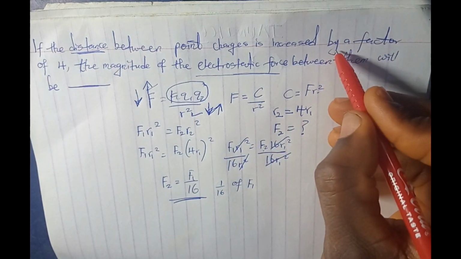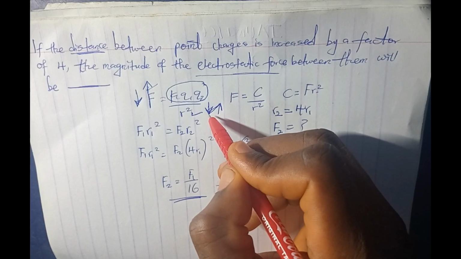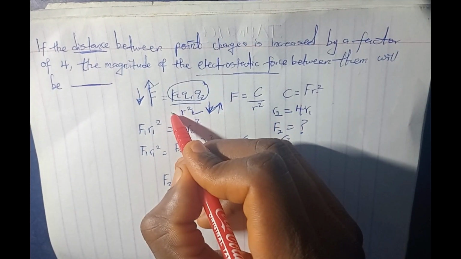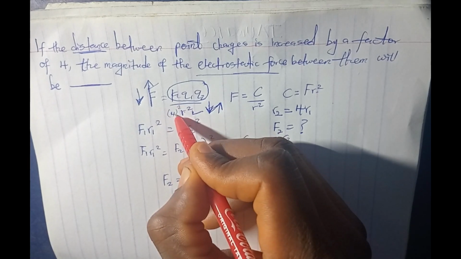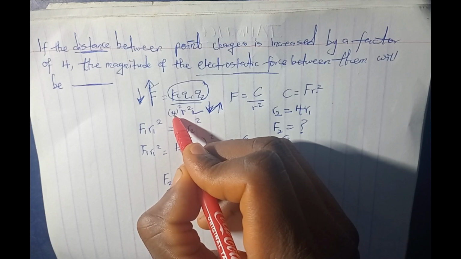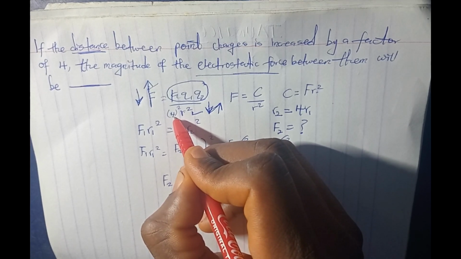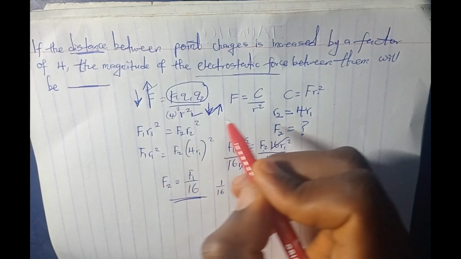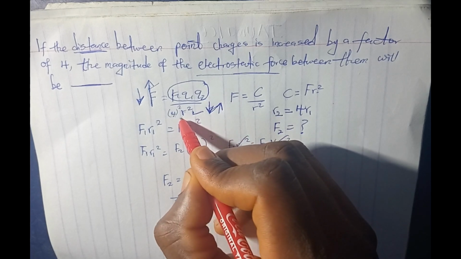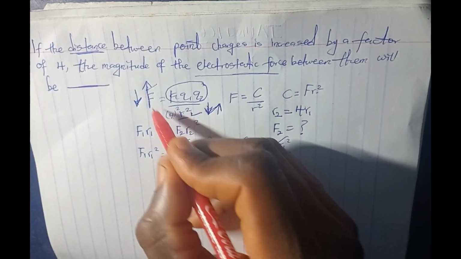So for them to tell us that the distance is increased by a factor of 4, you should know that the force is meant to decrease. So by a factor of 4, meaning that if you take 4 squared, that's 16. Now, without solving anything, you tell us that the force of attraction will be decreased by a factor of 16. Do you understand what I mean? Just know that force of attraction or repulsion is inversely proportional to distance. So when this one is decreasing, this one is increasing. When this one is increasing, this one is decreasing.